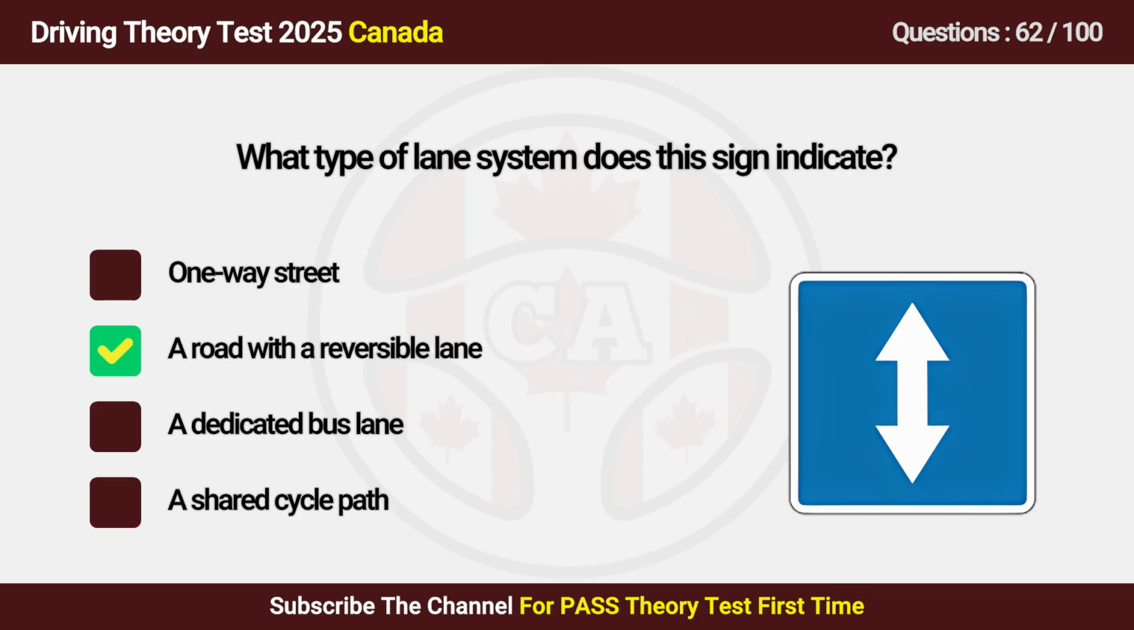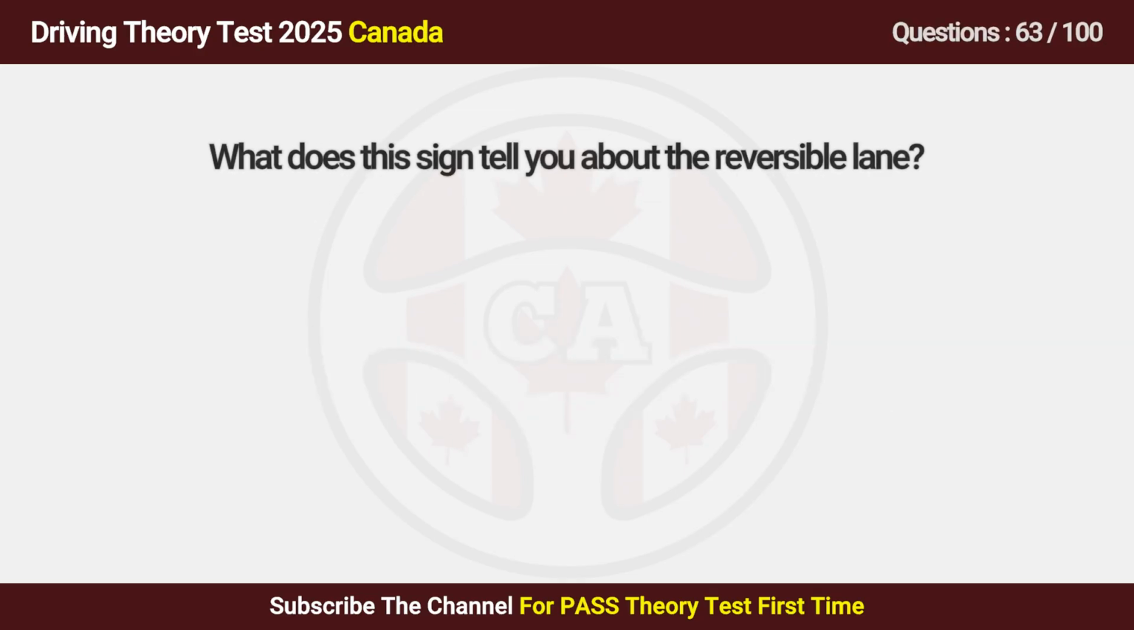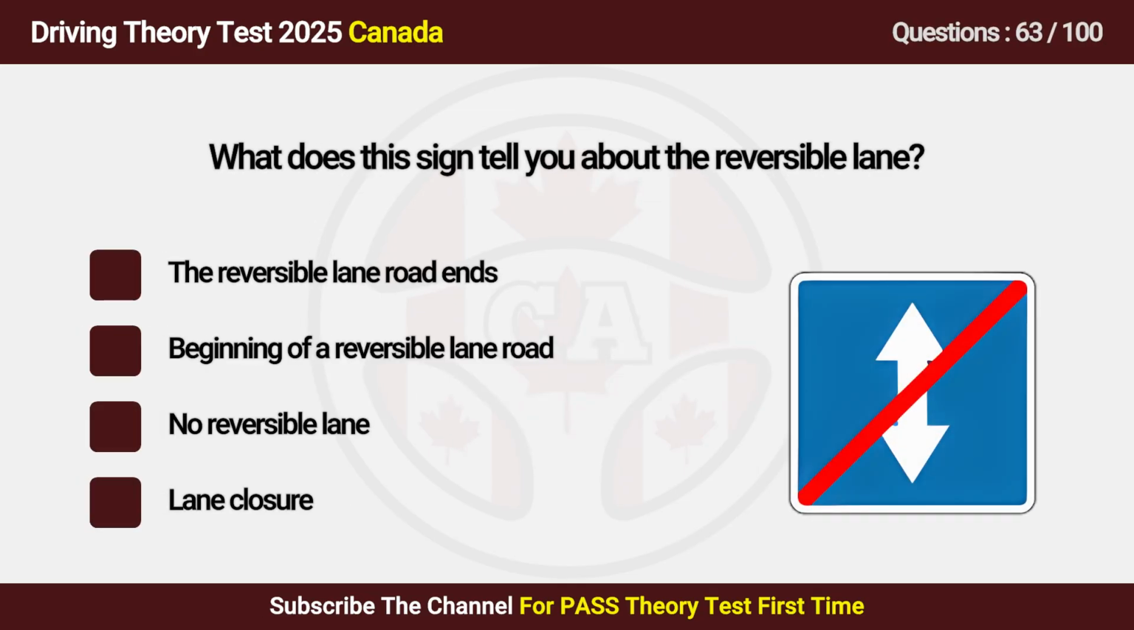Answer is B. A road with a reversible lane. This sign indicates a road with a reversible lane. The direction of traffic in this lane can change, usually controlled by overhead signals. Question 63. What does this sign tell you about the reversible lane?